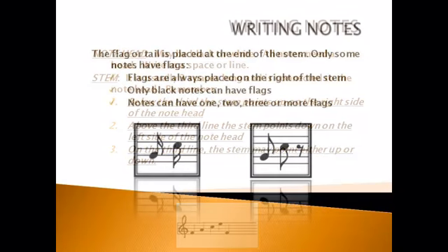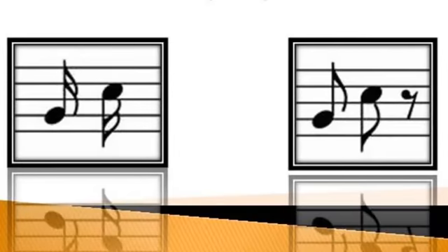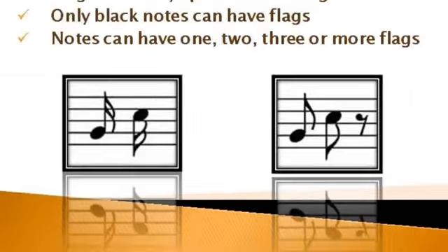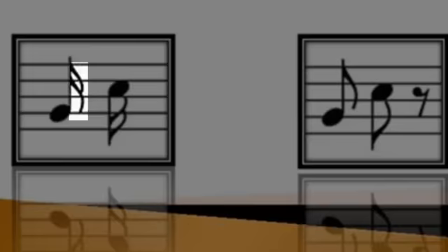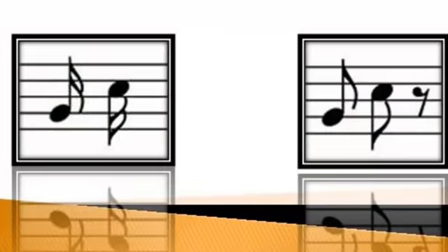A flag or a tail is used when we have 8th notes or 16th notes, 32nd notes, any note that's of shorter value than a quarter note. The flag is always on the right-hand side of the stem. It doesn't matter if the stem is going up or if the stem is going down. The flag is always on the right-hand side of the stem.